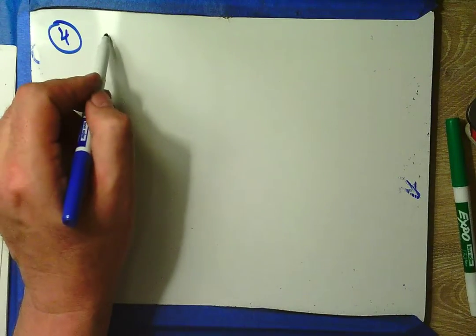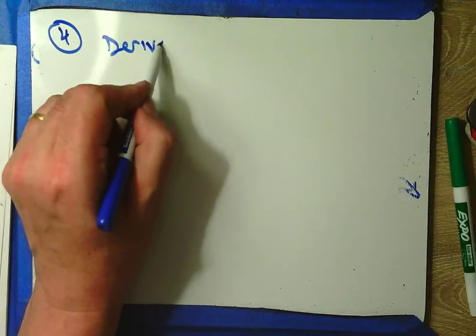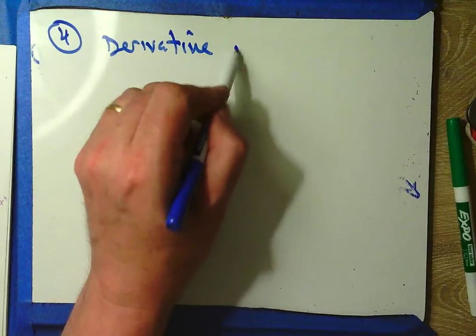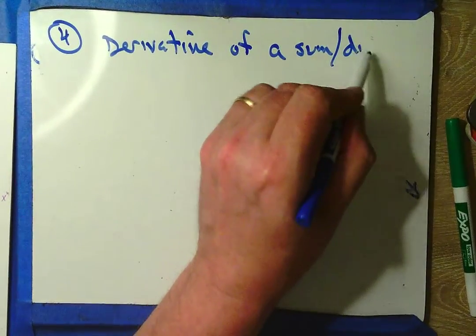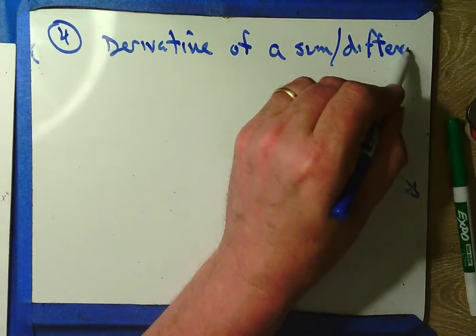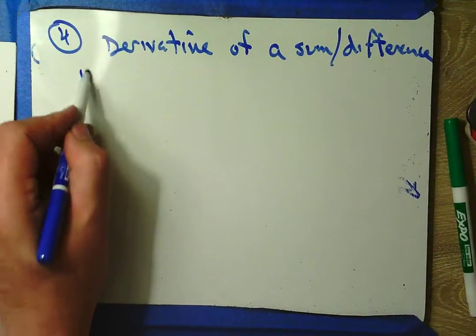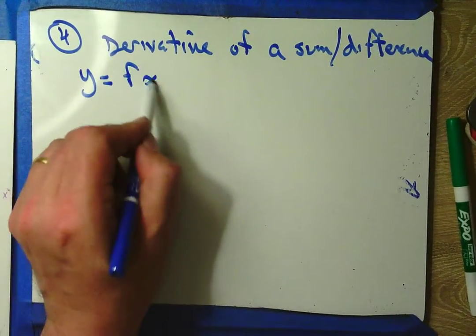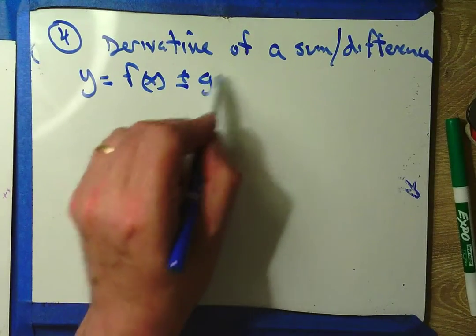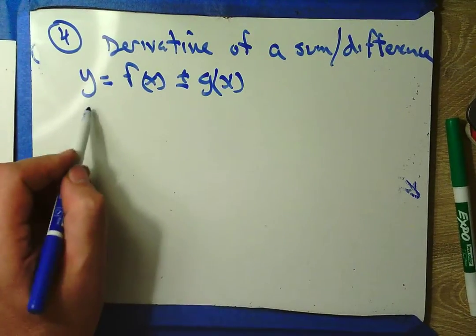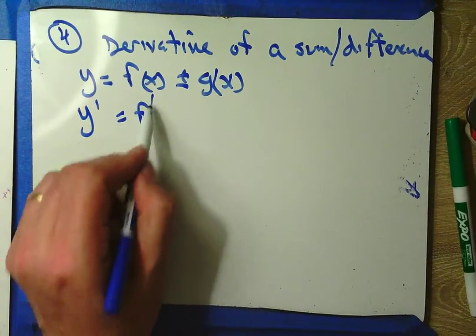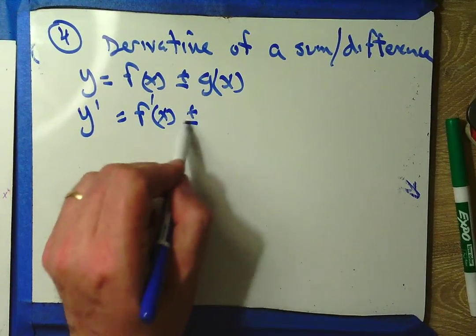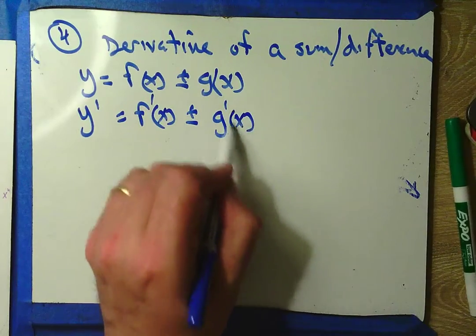Number 4 is the derivative of a sum or difference. So if I have y equals f of x plus or minus g of x, this derivative shortcut says that y prime is simply going to be f prime plus or minus g prime.